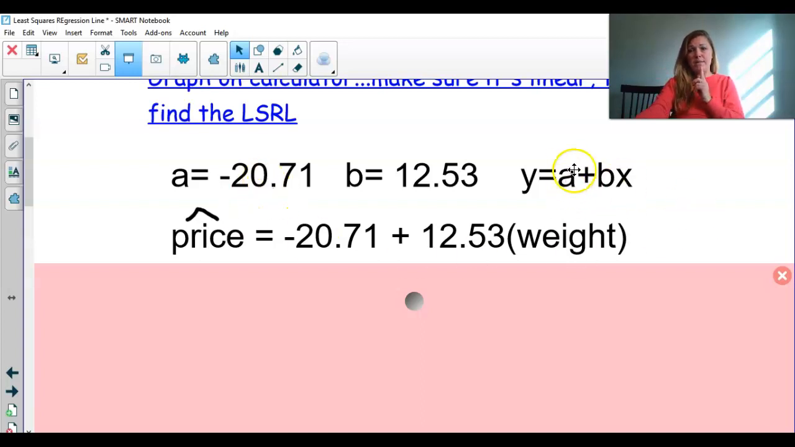We have our y-intercept, our A, so I plugged that in right there. And then our B, 12.53, times X. Well, X is no longer just X. X is our explanatory variable. That's our weight.